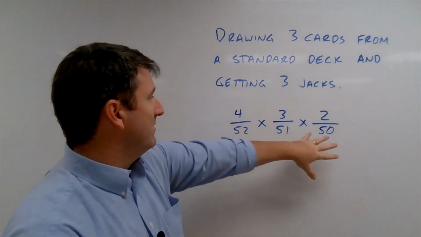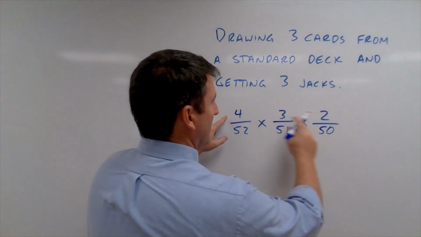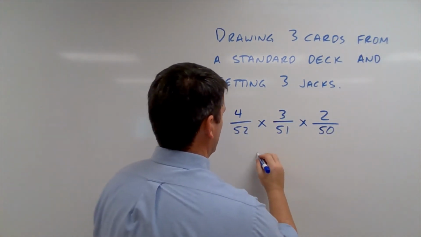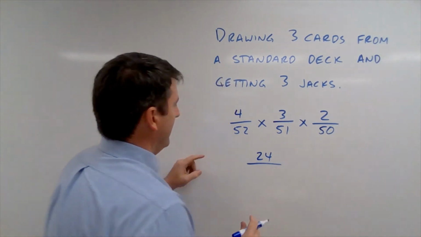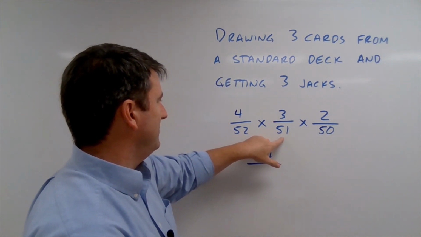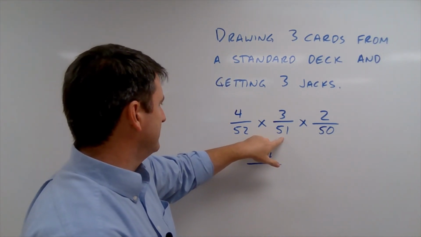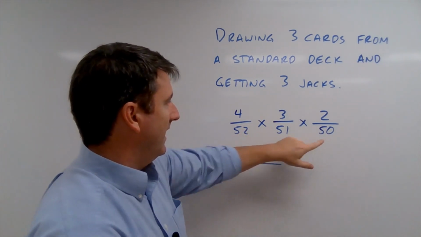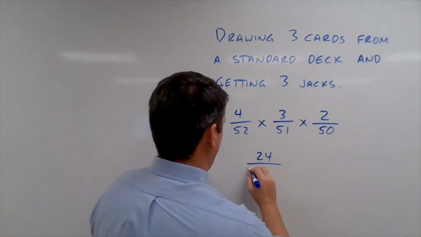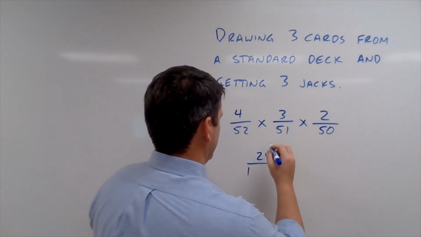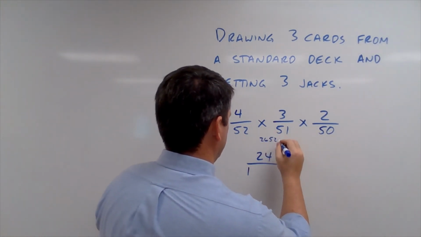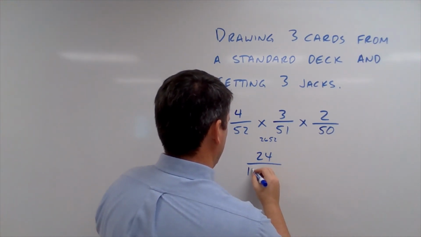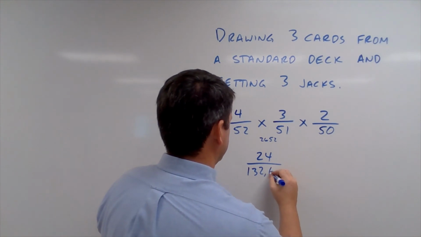All right, now we multiply these together. We multiply the numerators: 4 times 3 is 12, times 2 is 24. Then the denominators: 52 times 51 is 2,652. Times 50 is going to be 132,600.